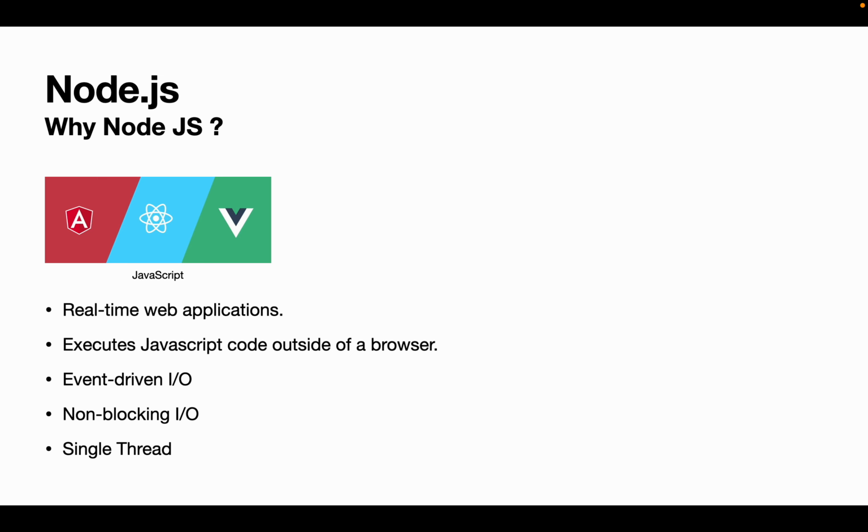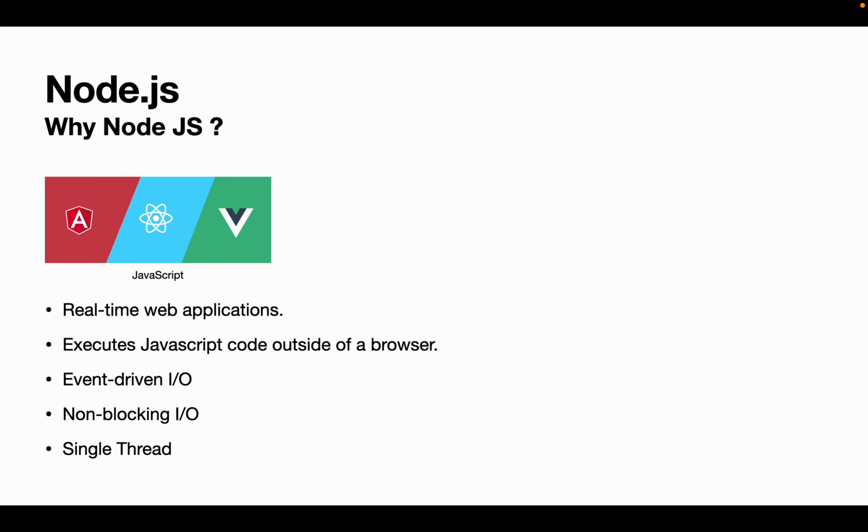So, what do I mean by event-driven or non-blocking input-output operations? Event-driven means that your program sits there and waits for something to happen. For example, when a user clicks on a button in a browser, an event is generated and Node.js listens to these events. When someone connects to your server, an event is raised and it acts accordingly to the event.